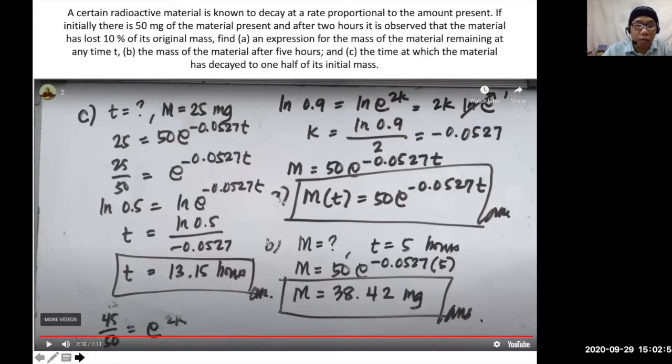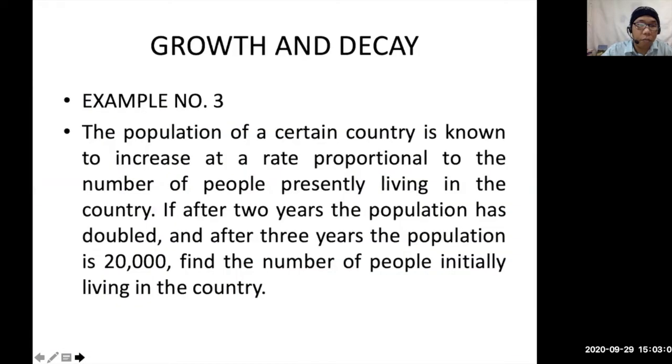Okay, I think we're ready to proceed to the next example. The population of a certain country is known to increase at a rate proportional to the number of people presently living in the country. If after 2 years the population has doubled, and after 3 years the population is 20,000, find the number of people initially living in the country.